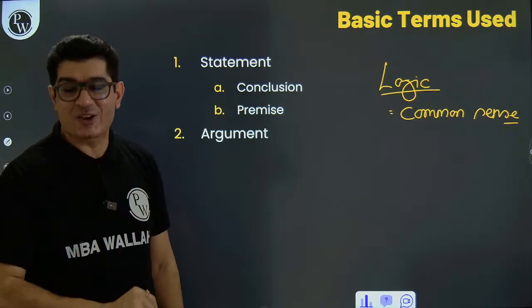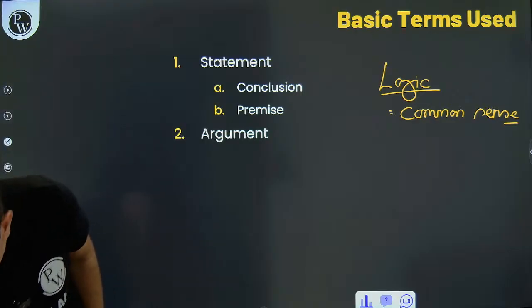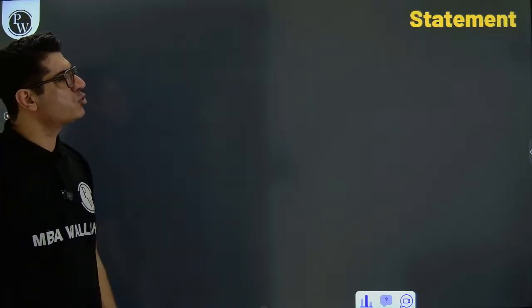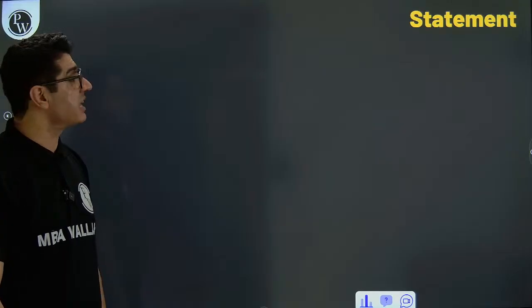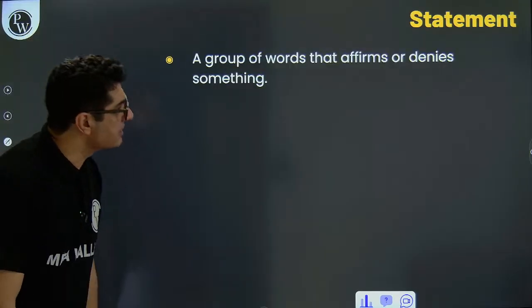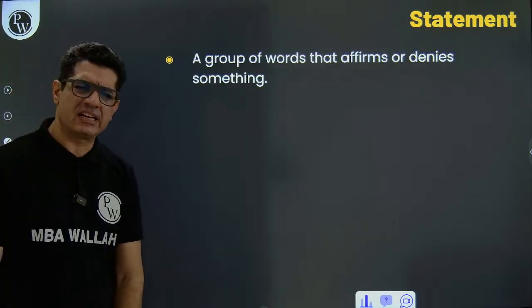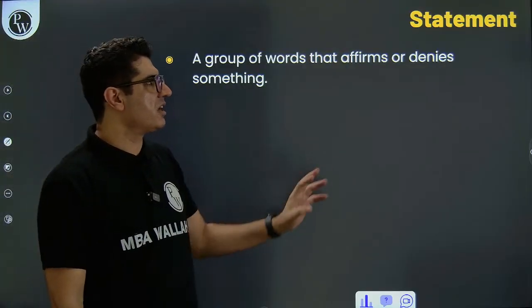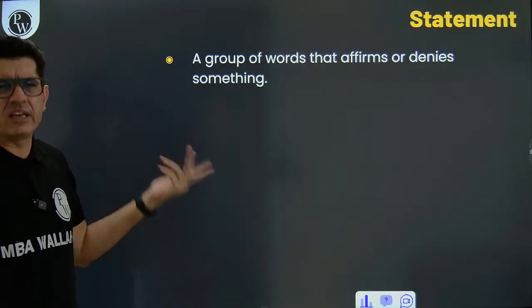So Anant, you were very close to the definition. Good work. So let's dive into these basic terms. The first one is statement. So what is a statement? A group of words that affirms or denies something. That is it. भाई शब्दों का एक ऐसा ग्रुप जो या तो बता रहा हो कि कोई चीज होती है, हो रही है, या फिर कोई चीज नहीं होती, नहीं हो रही, नहीं हुई थी, राइट?